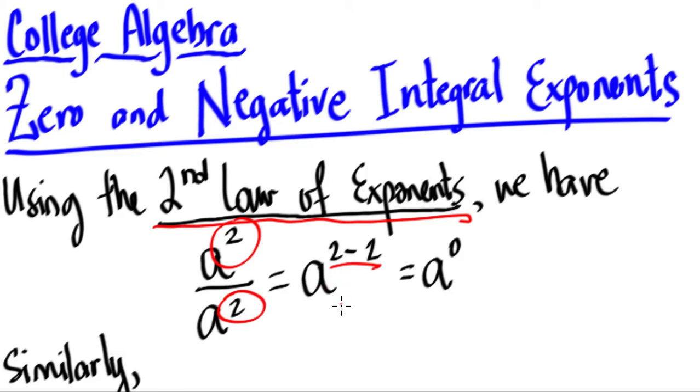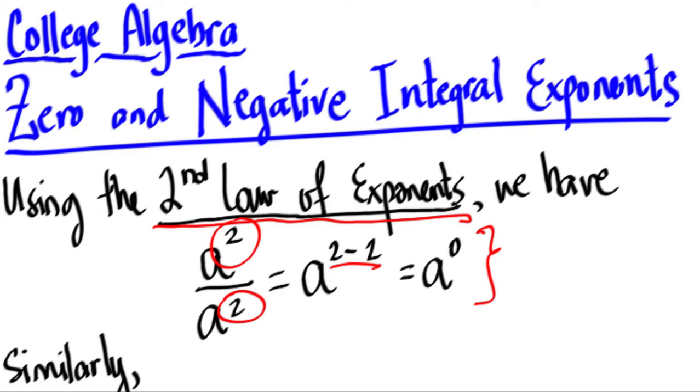Or rather, we can say it as a raised to 2 minus 2. Okay, 2 minus 2, we know that as 0. So what we have here as our final answer is a raised to 0. We just need to observe that the answer of any division of terms wherein we have the same exponent is going to give us an exponent of 0.